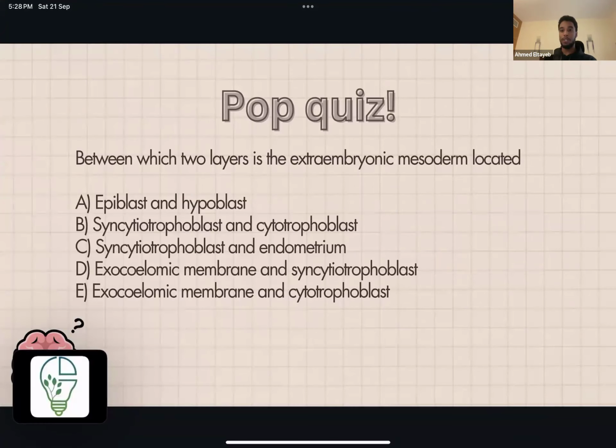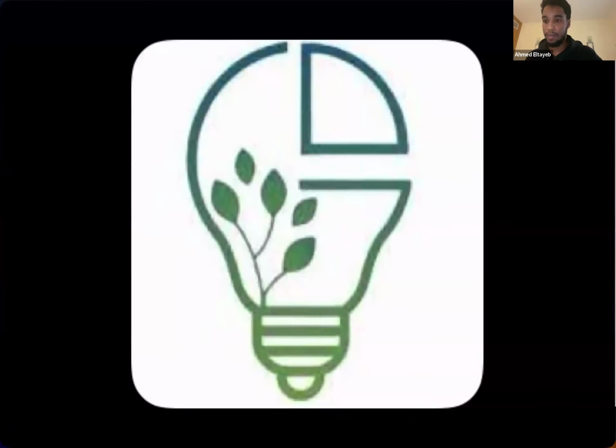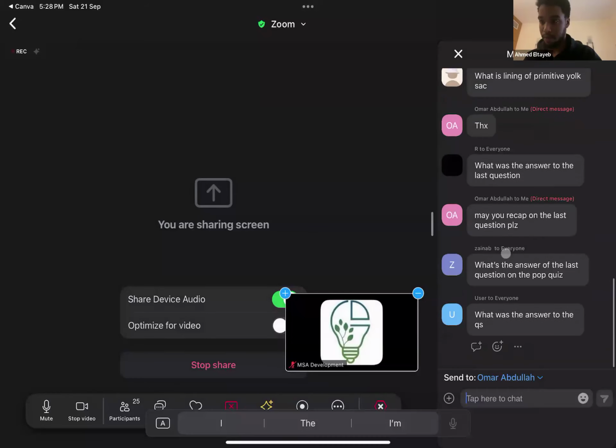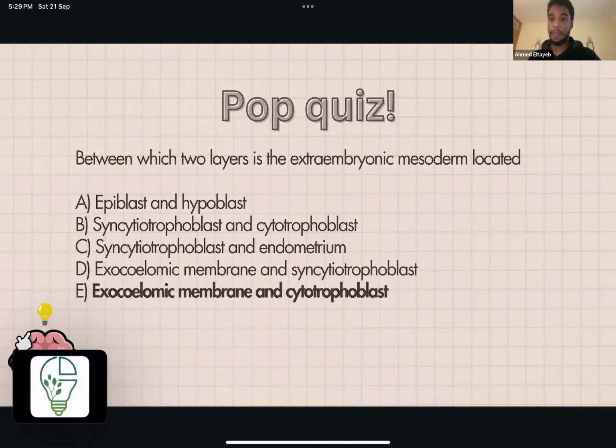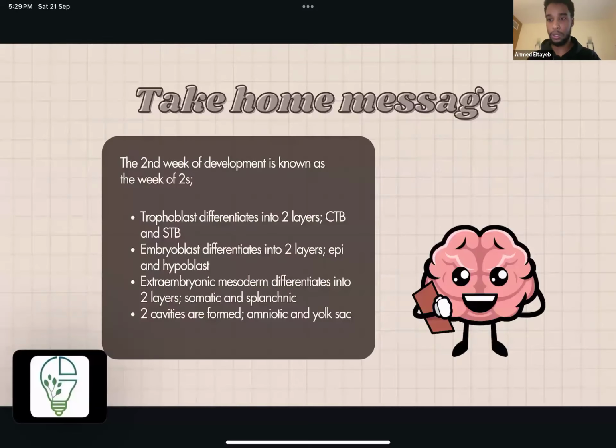Okay. Between which 2 layers is the extraembryonic mesoderm located? The answer is E. The exocoelomic membrane is also known as Huesner's membrane, okay? So between Huesner's membrane and the cytotrophoblast, we have the extraembryonic mesoderm, okay? I'll just show you here.